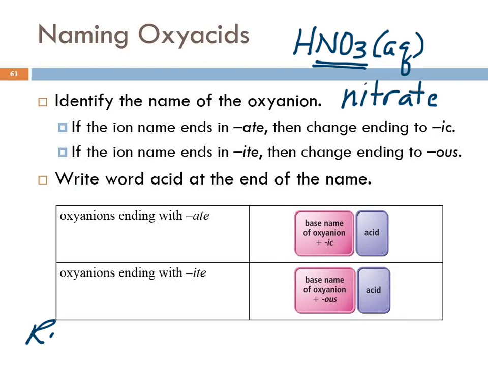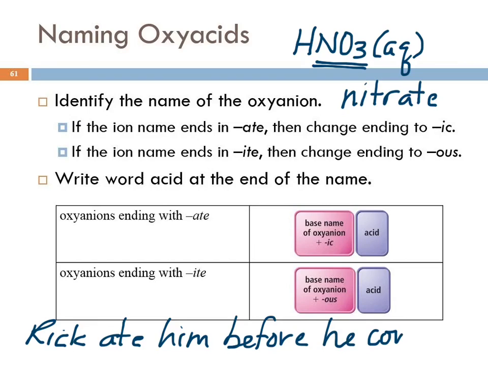So, silly sentence. Rick ate him before he could bite us. Is that silly? I hope he is not a person. Maybe some sort of an animal. Oh, I'm running out of space. That's not what I meant to do. Rick ate him before he could bite us. It's really not ideal to wrap it around the corner like that.